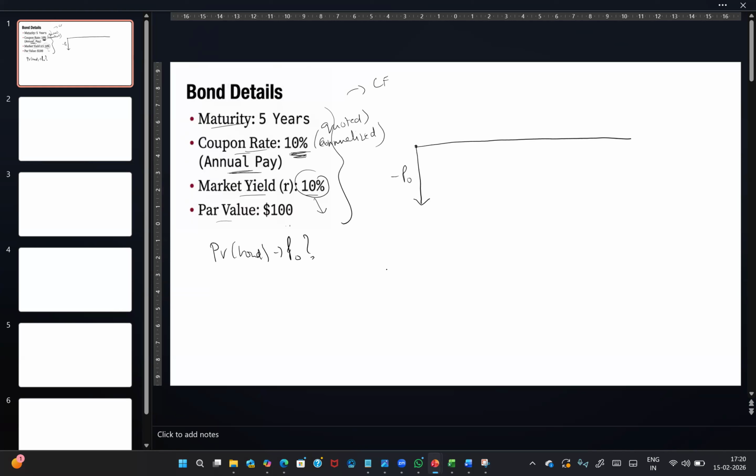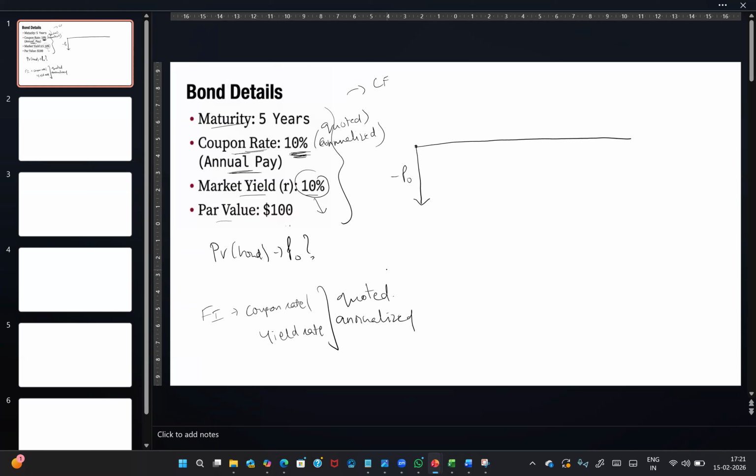In fixed income, once again, if you see any coupon rate or any yield or market rate, all those rates are by default quoted annualized. All these are quoted annualized until otherwise mentioned. So you can assume that these are annualized. So the coupon rate is 10%. Market yield is also 10%.